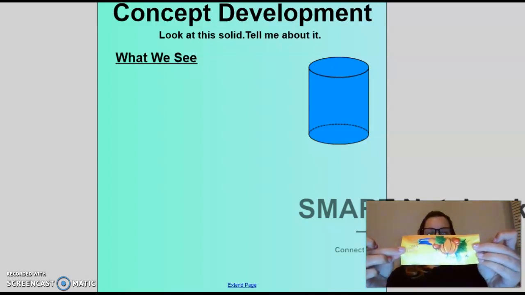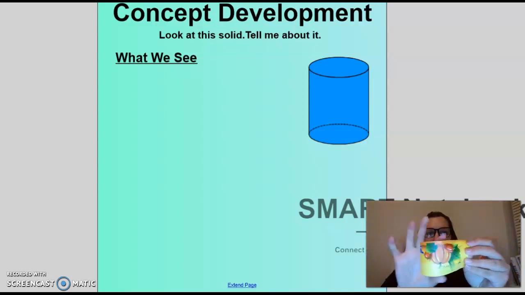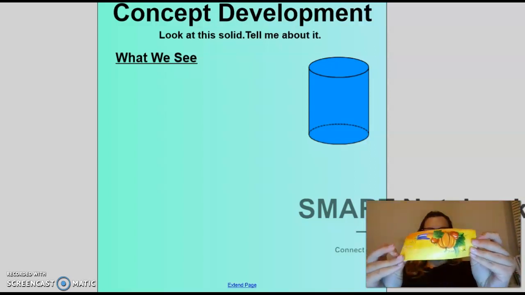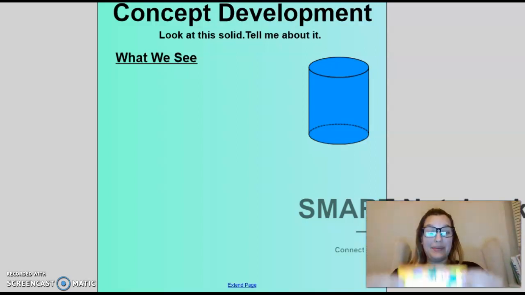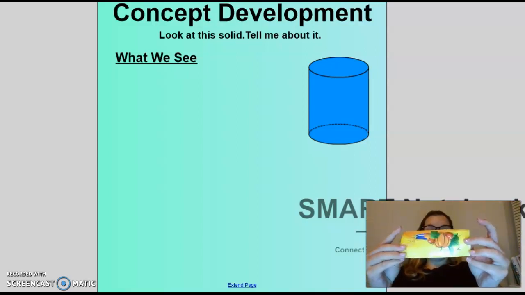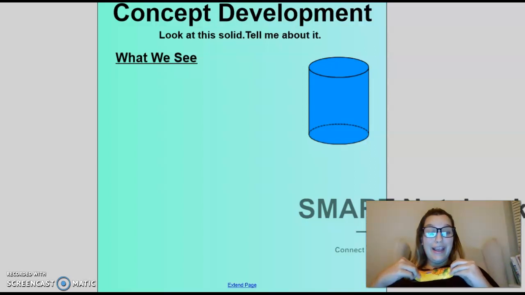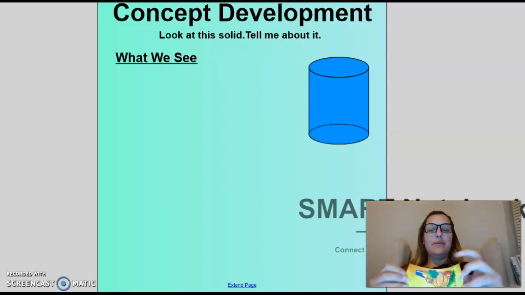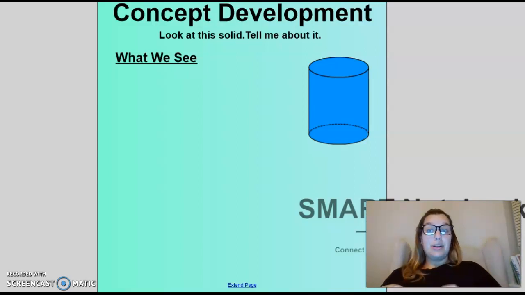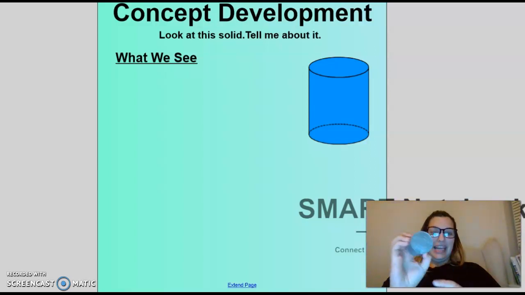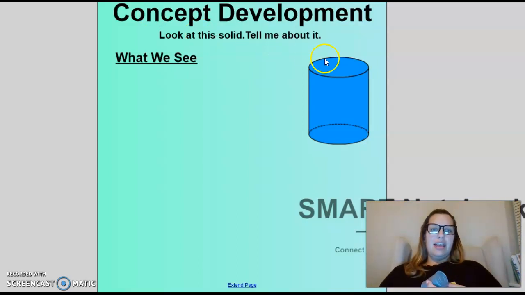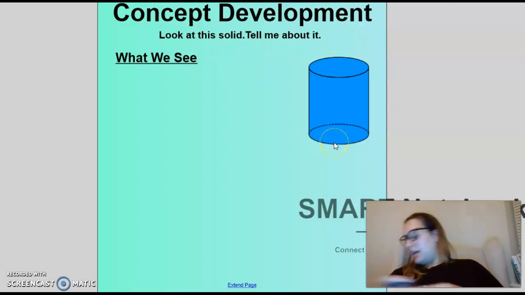What shape does this look like? Two long and two short sides. 1, 2, 3, 4 corners is a rectangle. So this 3D solid shape is called a cylinder. And a cylinder is just like this can of food. And we already said there's a circle on top and a circle on the bottom.